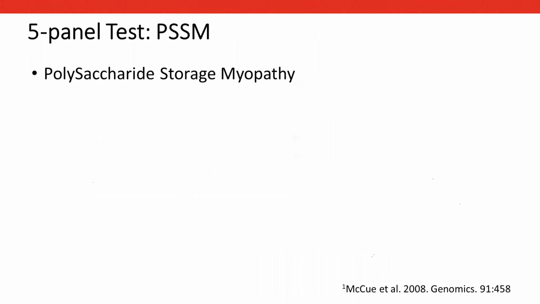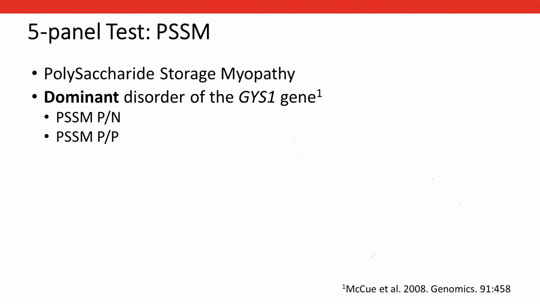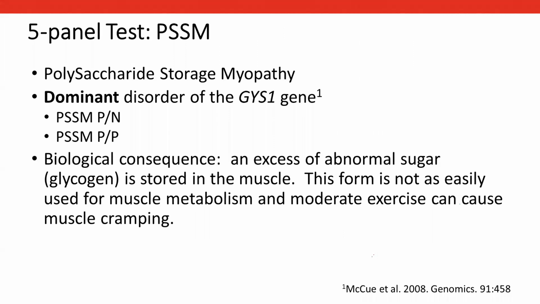So the second 5-panel test that I'm going to talk about is PSSM. It stands for polysaccharide storage myopathy. Again, it is a dominant disorder, and the gene that's implicated in this case is GYS1. It's glycogen synthase. So if you have a horse that's heterozygous for the mutation, they use a big P to denote the mutation, or homozygous for it, your horse is affected by this disease.